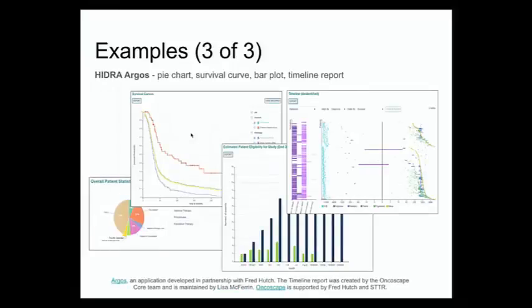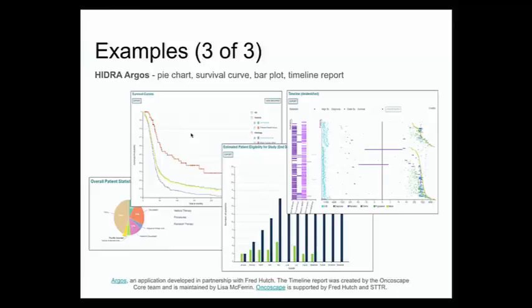And the third example I wanted to show was Argos. This was a talk yesterday at the end of the day. They have several different visualizations, all built, in these 4 examples, using D3 to render the plots on the client side itself. The first 3, the pie chart, the survival curve, and the bar plot, are all using the LabKey visualization APIs. But the 4th one on the right is interesting in that it was a tool developed by another group at the Fred Hutch, the STTR group, called Oncoscape.